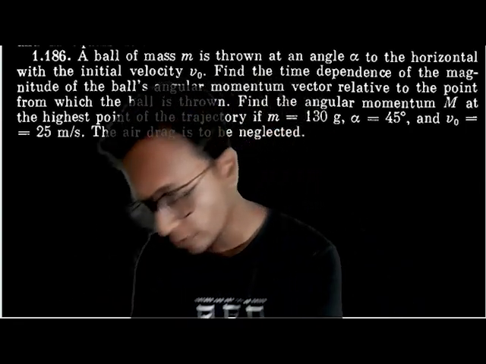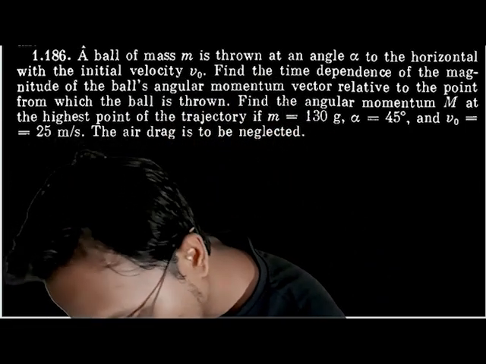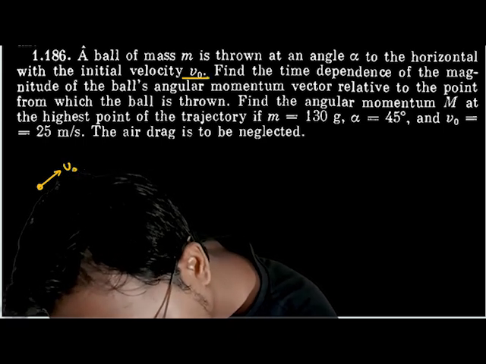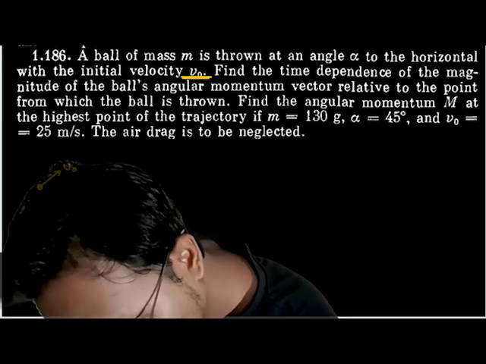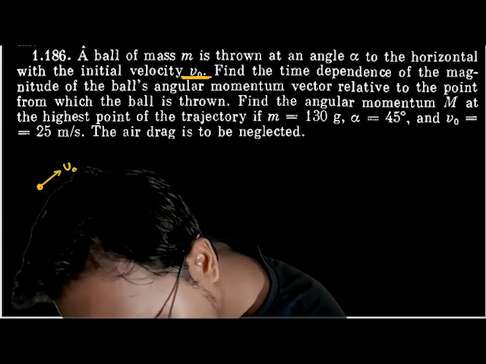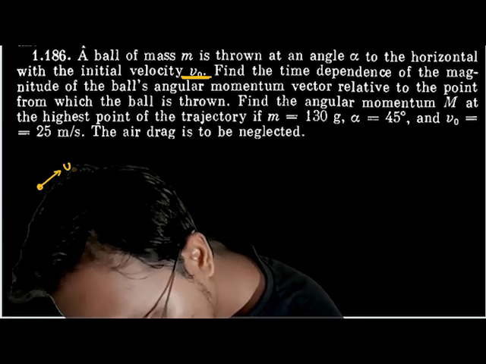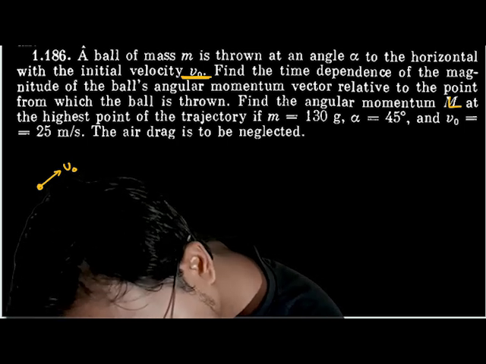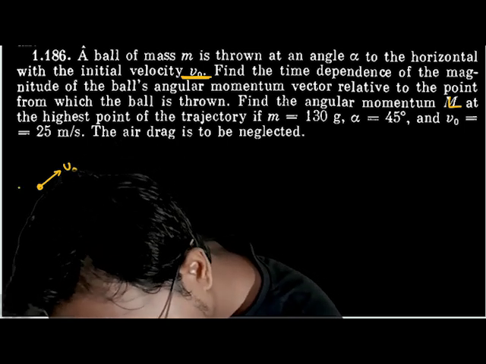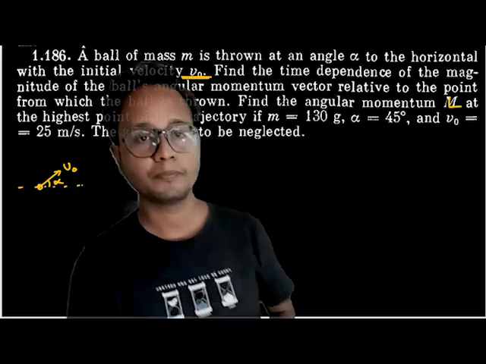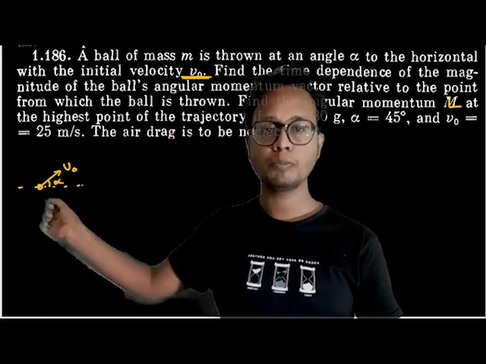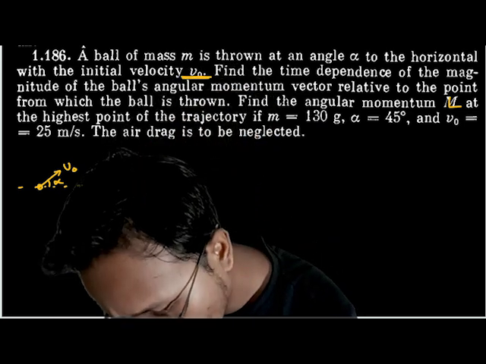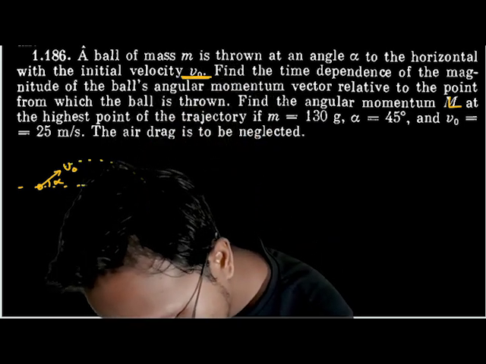In this next question, there is a projectile motion happening. A ball is thrown with an initial velocity of u naught. Let's say this is v naught instead of u naught. Find the time dependence of the magnitude of the ball's angular momentum relative to the point from which the ball is thrown. Find the angular momentum at the highest point. Here the ball is thrown at an angle alpha with the horizontal. So how will the ball go? The ball will follow this path, isn't it?